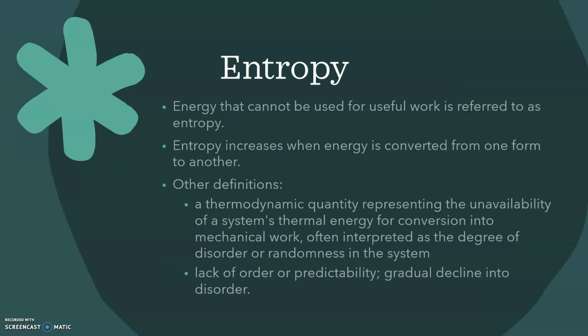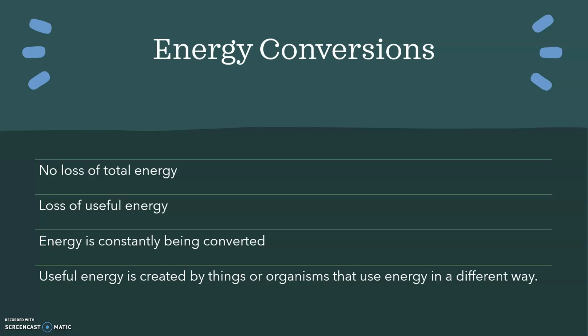Energy that cannot be used for work is called entropy. This means, according to the second law of thermodynamics, the entropy of a system increases when energy is converted from one form to another. In a closed system, and we think of the universe as a closed system, there is no loss of total energy. There is only a loss of useful energy.